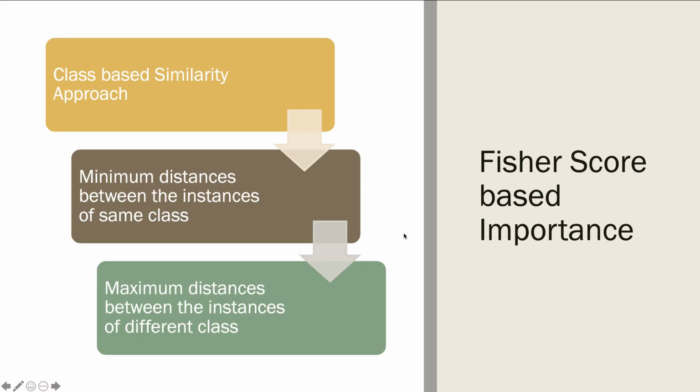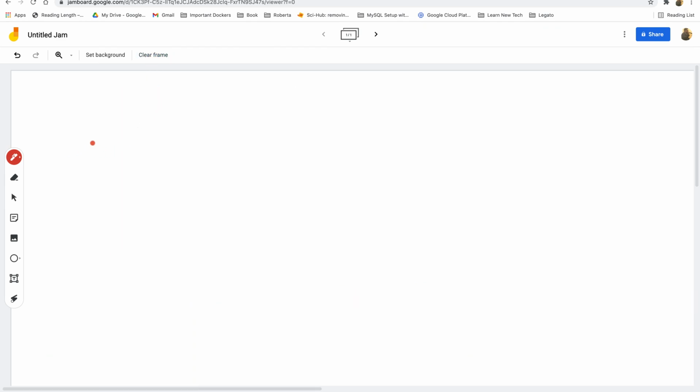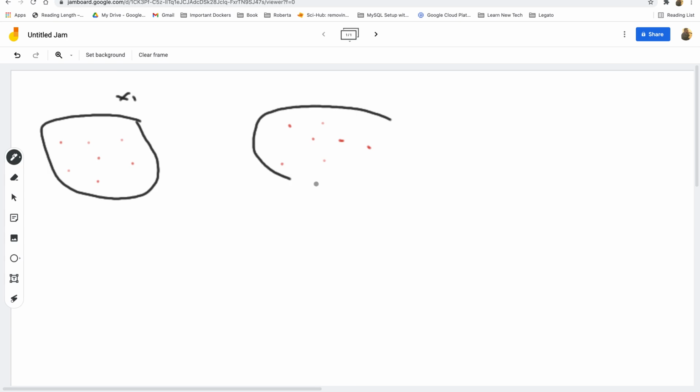Finally, I have the Fisher score based method. Fisher score is generally finding the similarity between the instances. Suppose I have some data points and I have some data points here. This can be called one cluster, and it can be x1. This can be called a second cluster, and it can be x2.